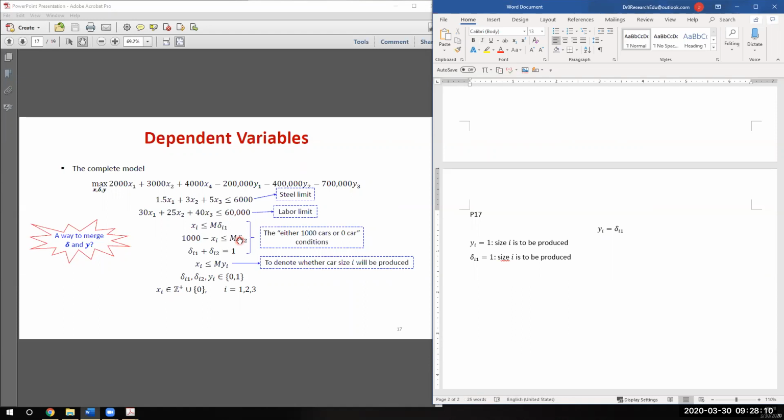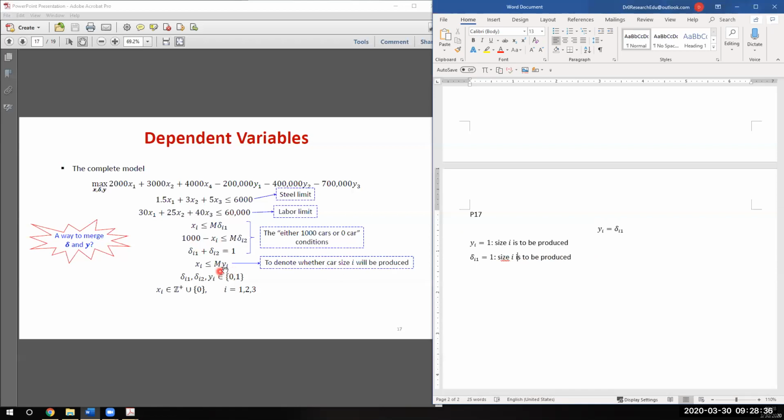That means, give me 1 second. Delta I1 equal to 0, that means it's not going to be produced. Yes, if delta I1 equal to 1, that means delta I2 equal to 0, right? And it means that your xi must be greater than or equal to 1000. That means size I is to be produced. Okay, so they're the same.